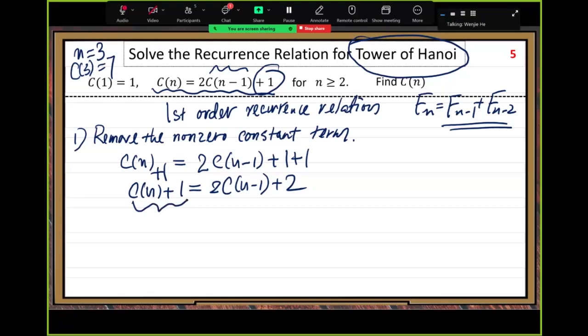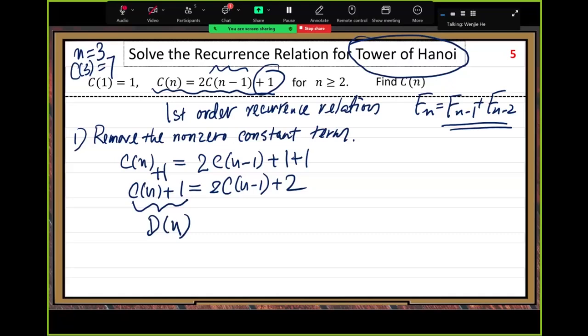How about this expression? We can use another function to represent it, because we want to make that plus 1 disappear. Remember? We want to make that plus 1 disappear. How do you make it disappear? Can we define a new function d of n equals c of n plus 1? That would make it disappear, right? In the d function, you will not see plus 1.